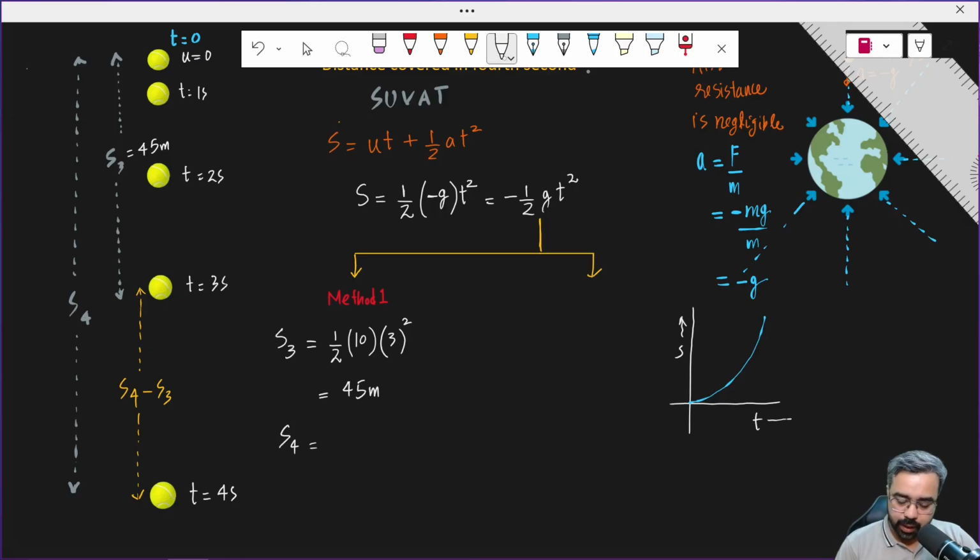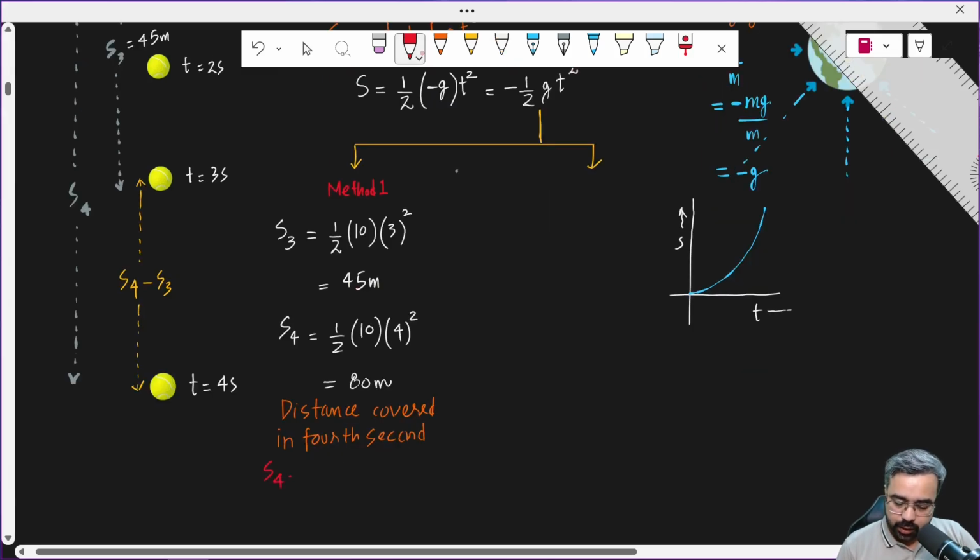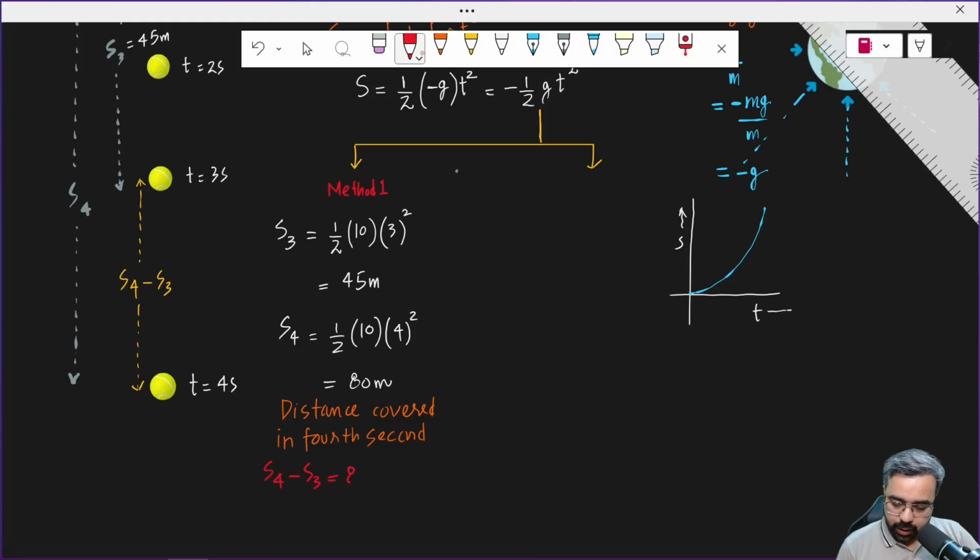In the same manner, S4 will be equal to 1 over 2 into 10 into 4 squared. So that will be equal to 160 over 2, which is 80 meters. So the answer is 80 minus 45, which should be equal to 35 meters. It means it covered 35 meters in the fourth second, not in 4 seconds, in the fourth second.